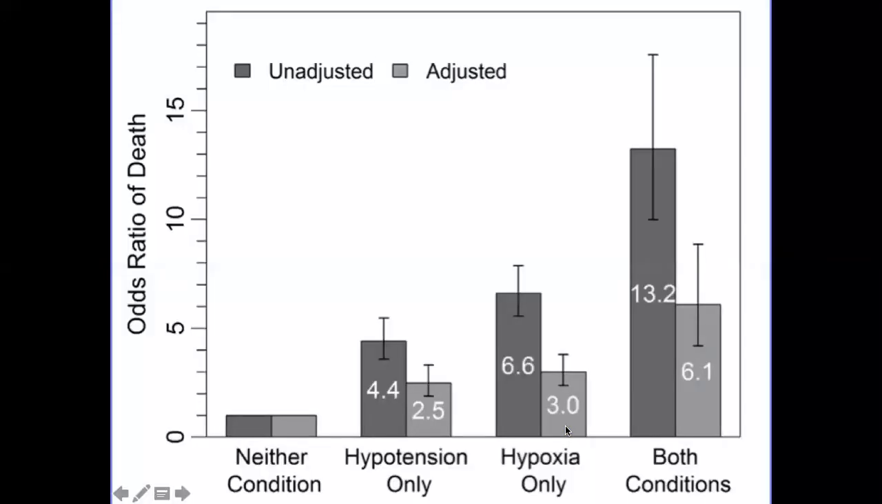Now, hypoxia and hypotension are the major killers. This is a chart which gives us an idea about the odds ratio, or the possibility of death, because of the occurrence of hypotension and hypoxia as compared to those people who do not have hypoxia and hypotension. So if you can see, hypotension kills 4 times more, hypoxia kills 6 times more, but if the patient has both hypoxia and hypotension, the chance of mortality is 13 times more.